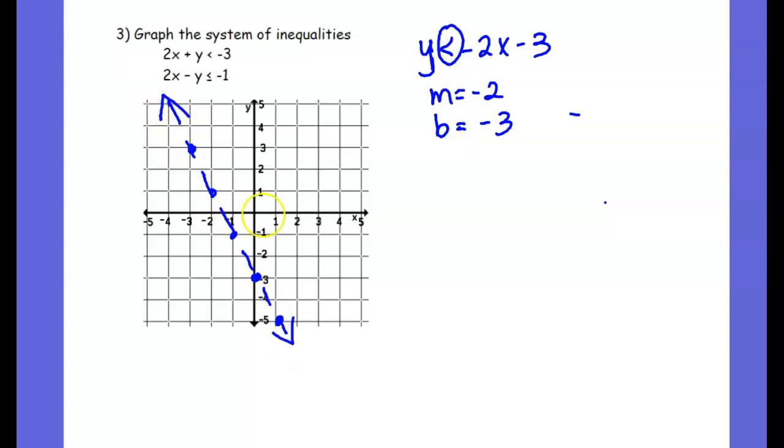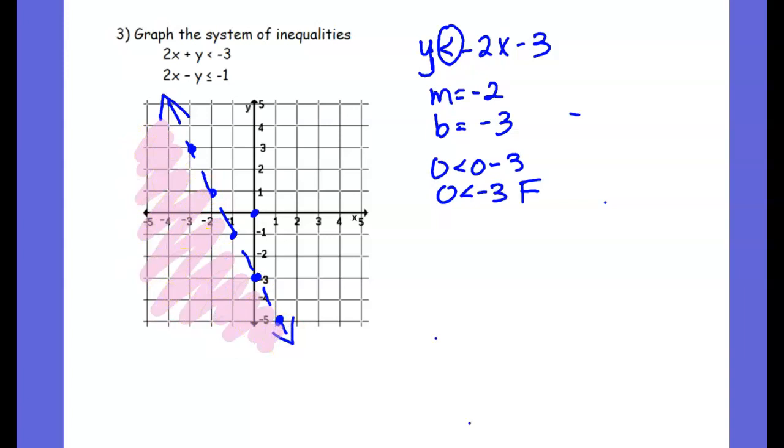Okay, and then we want to test the point 0, 0, so we plug it in, and we have 0 is less than 0 minus 3. That's going to be a false statement, because 0 is not less than, so in this case we shade the opposite side of the line from where 0, 0 is. So we'll shade here.